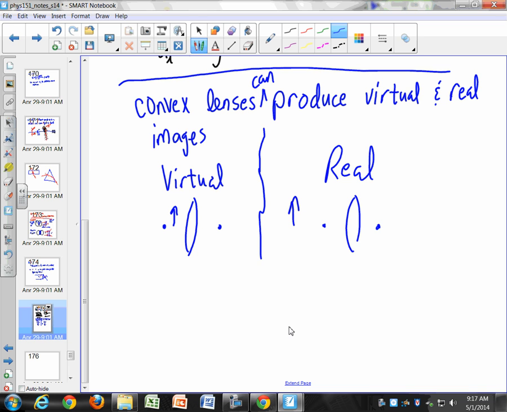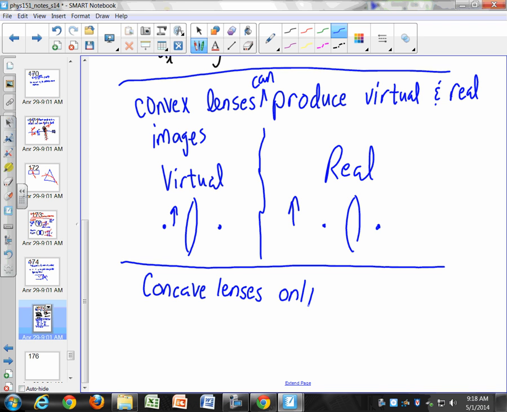Concave lenses, on the other hand, we're not going to deal with concave lenses very much, but we'll mention them because they're used for far-sighted people. I get these mixed up all the time. We'll cover it in just a second. But they're used in eyeglasses sometimes. Concave lenses only produce virtual images.